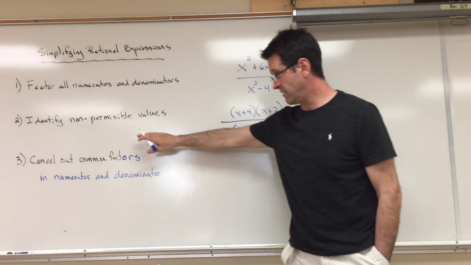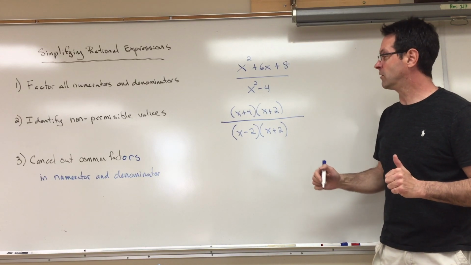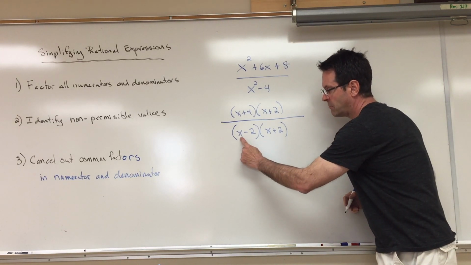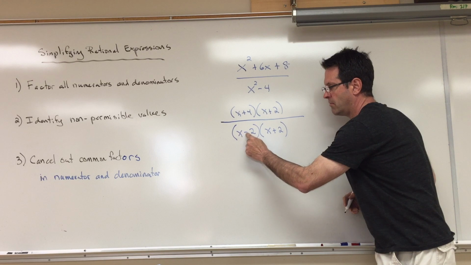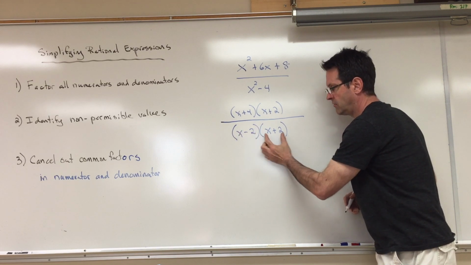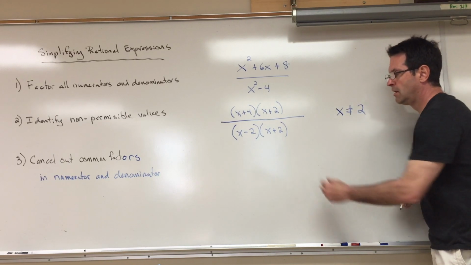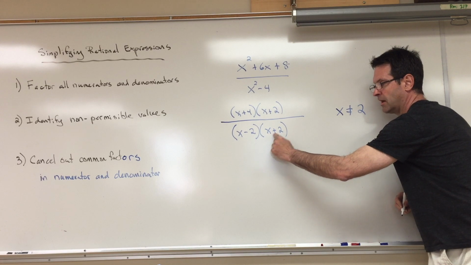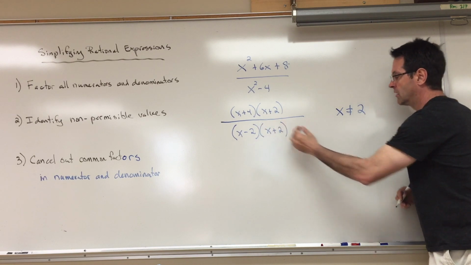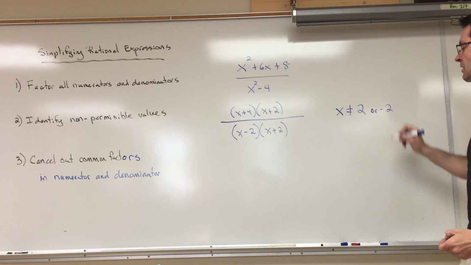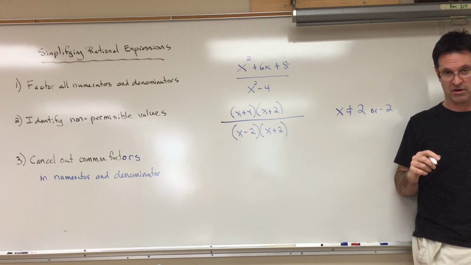Now my next thing is to identify my non-permissible values: any number that, when substituted for x, would make the denominator equal 0. So I look at this binomial. What would I have to put into x to make this bracket equal 0? I'd have to put a 2 in here, because 2 minus 2 would give us a 0, and 0 times the other bracket would be 0. So x cannot equal positive 2, or, from this binomial, negative 2, because negative 2 plus 2 would give me a 0. Those numbers are non-permissible. We're not allowed to substitute them into x. They would give us a 0 in the denominator.